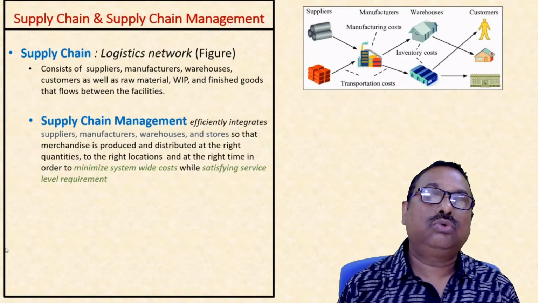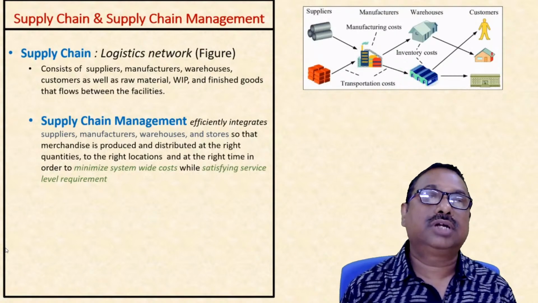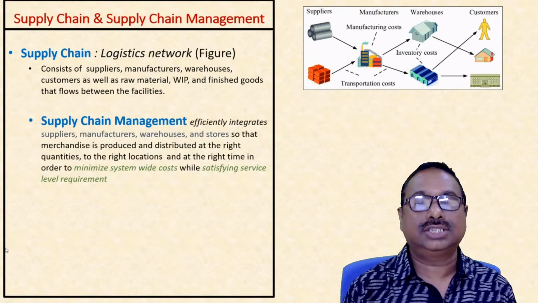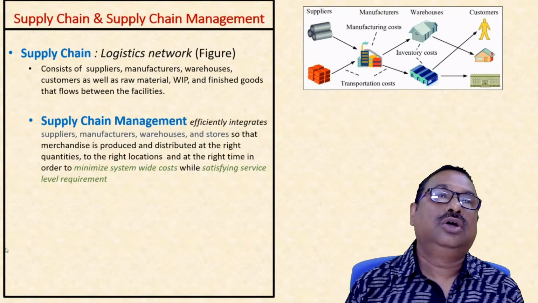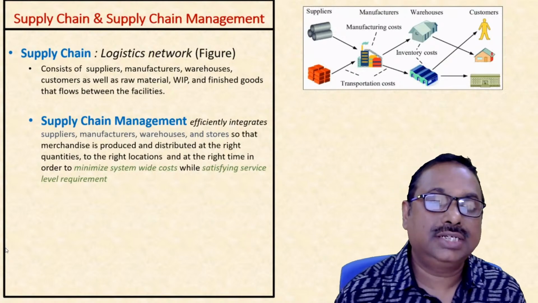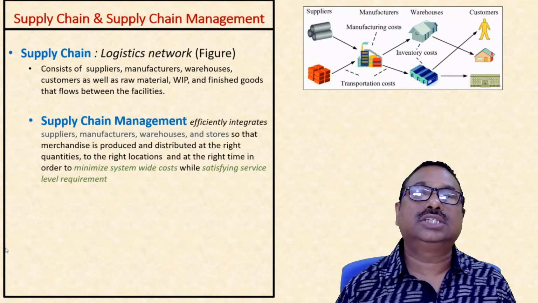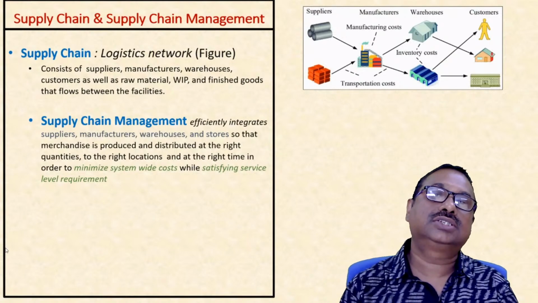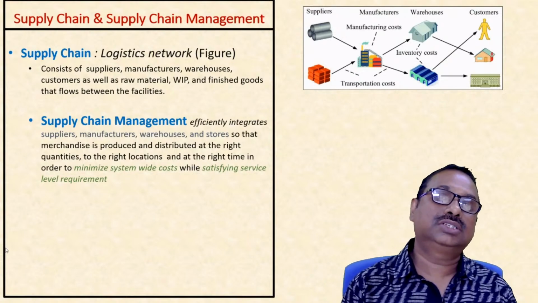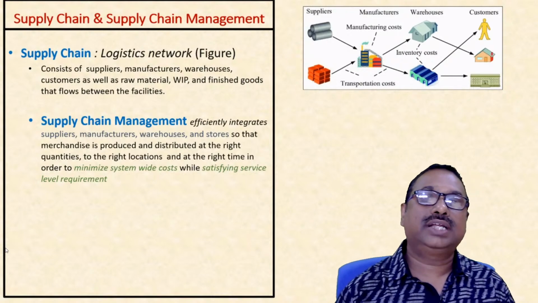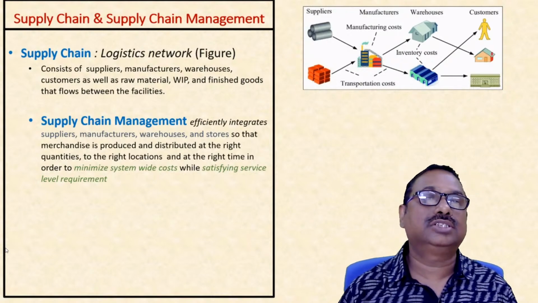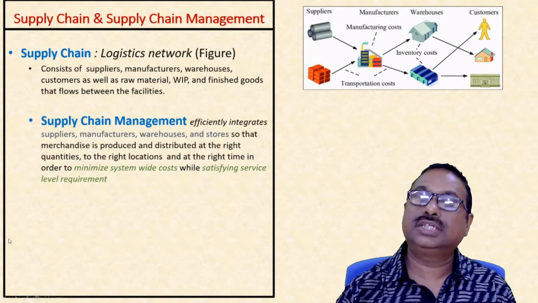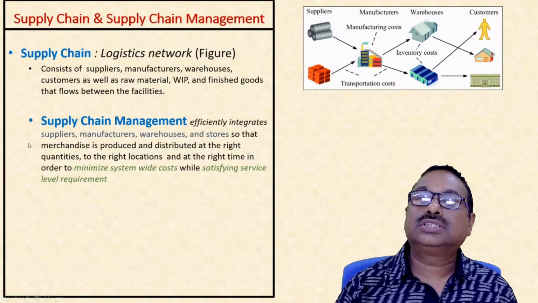Now, to know what is push system, pull system and push-pull system, we'll go back to supply chain, because these are the strategies of supply chain. What is supply chain? Supply chain is also known as logistics network. So it consists of suppliers, manufacturers, warehouses, customers, as well as raw material, work in process and finished goods that flow between the facilities.